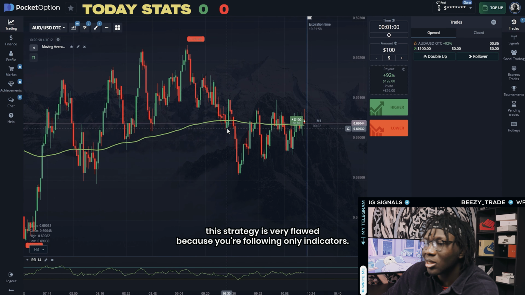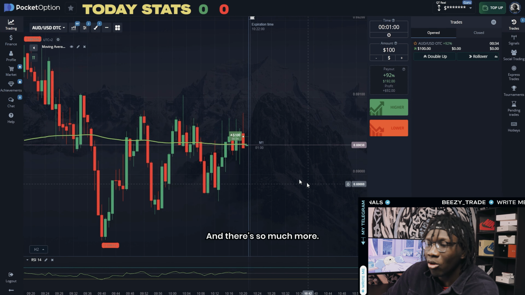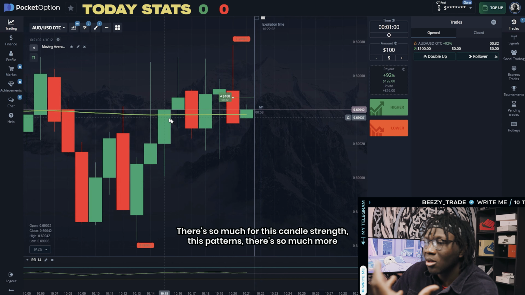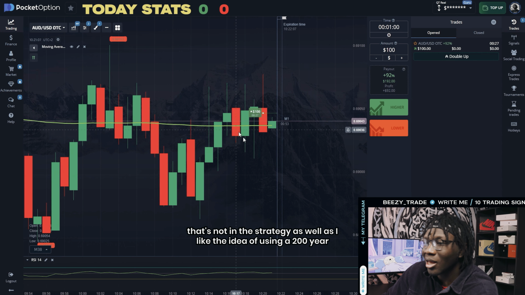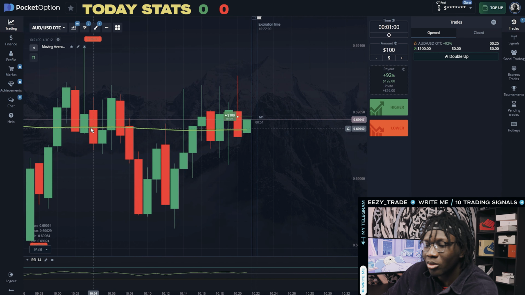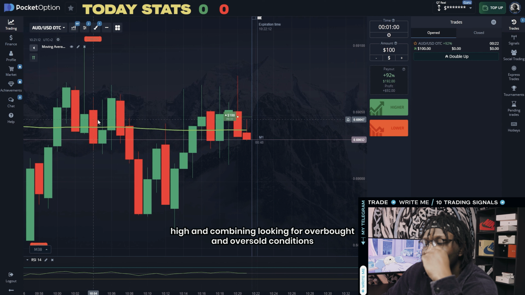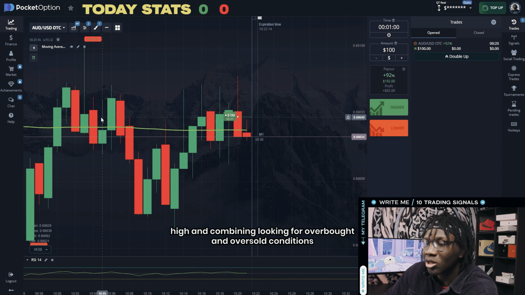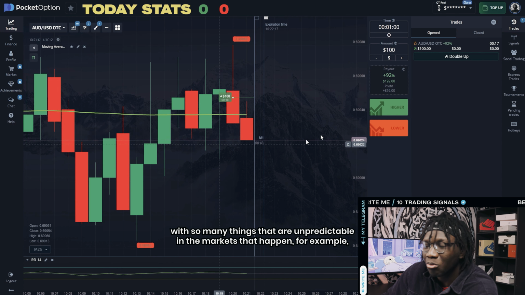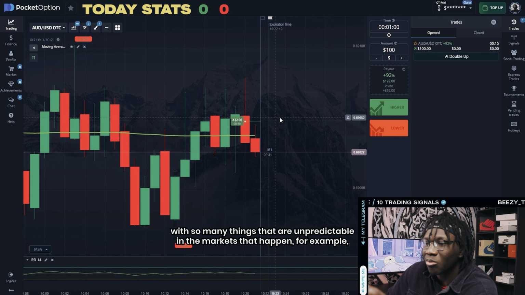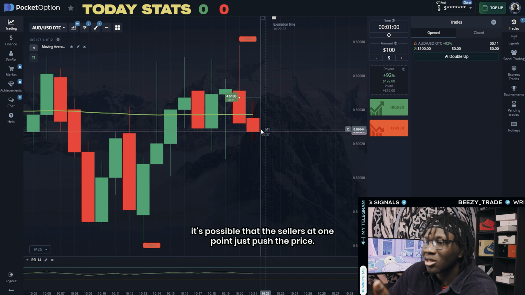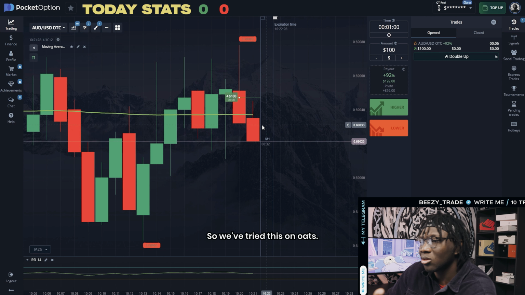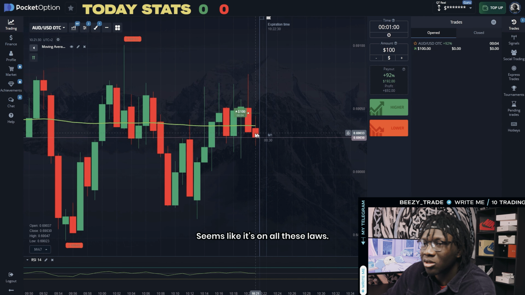But I also think that this strategy is very flawed because you're following only indicators, and there's so much more. There's candle strength, there's patterns, there's so much more that's not in this strategy. As well as I like the idea of using a 200 EMA with an RSI, looking for overbought and oversold conditions, there's so many things that are unpredictable in the markets. For example, even though it seems like right now is the beginning of an upward trend, it's possible that the sellers at one point just push the price. So we've tried this on OTC and it seems like it's an obvious loss.